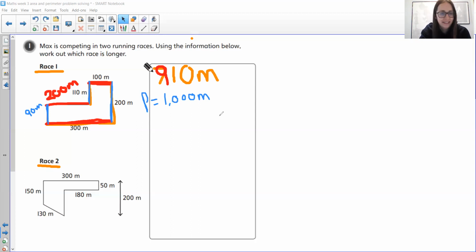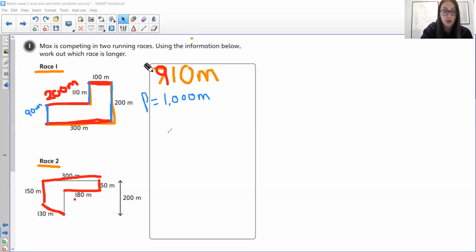Apologies for my zeros. Right, next one then, race number 2. Okay, same thing again. I want to add up all the bits that I already know. So I know we've got, oh dear, that was very wonky even for me. Let's try that again. So we've got 300, 450, 500, 630. We need to add this bit. So that would be 730.